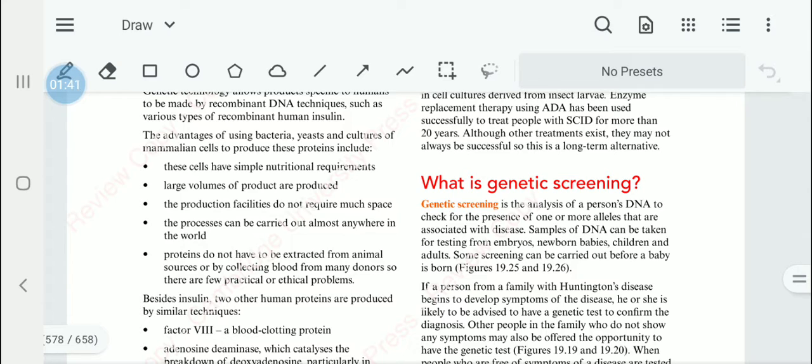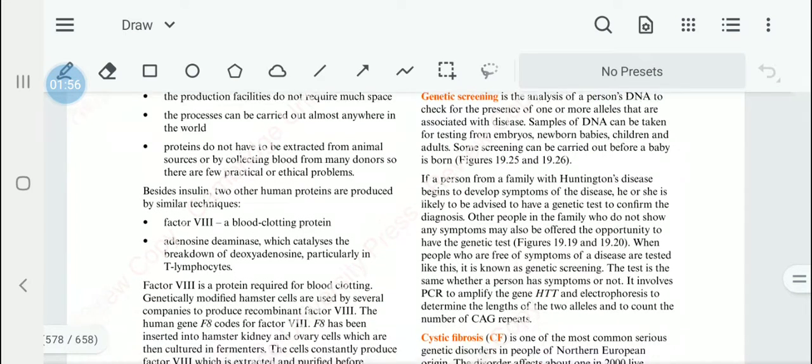Then there wouldn't be any ethical or practical problems, because proteins do not have to be collected from blood donors or animals by killing them. So we can simply produce them using these microbes.